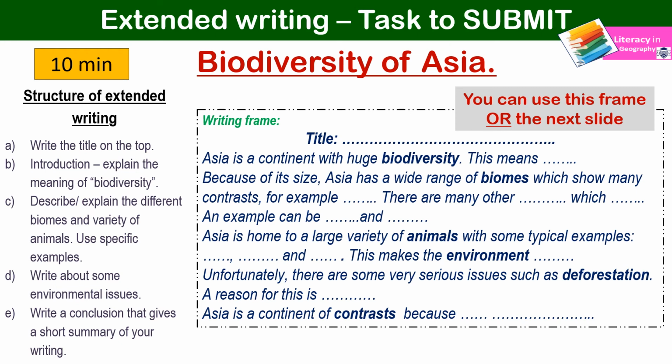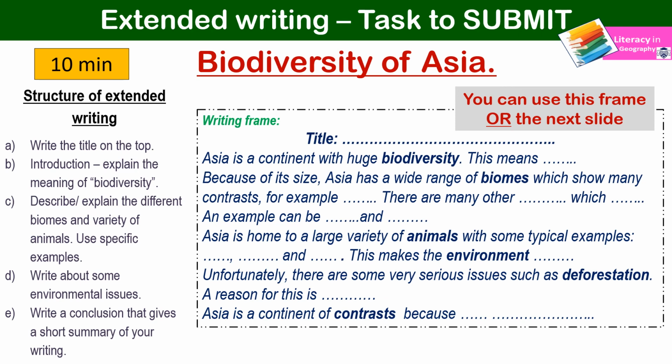Okay, so I want you to write the title, Biodiversity of Asia, extended writing. Okay, and then write an introduction explaining the meaning of biodiversity. Okay, and then describe and explain the different biomes and variety of animals. So use specific examples. I want you to go back to that slide, looking at the different biomes within Asia and the different types of plants and animals that you would find there. So I went through a couple, but there are a few more for you to go through and to understand and to talk about in your extended writing.